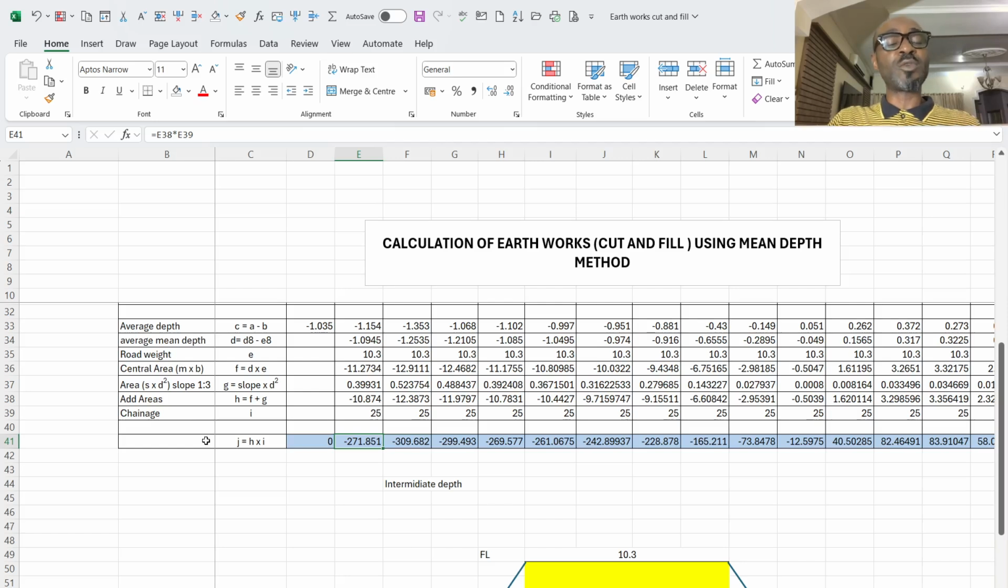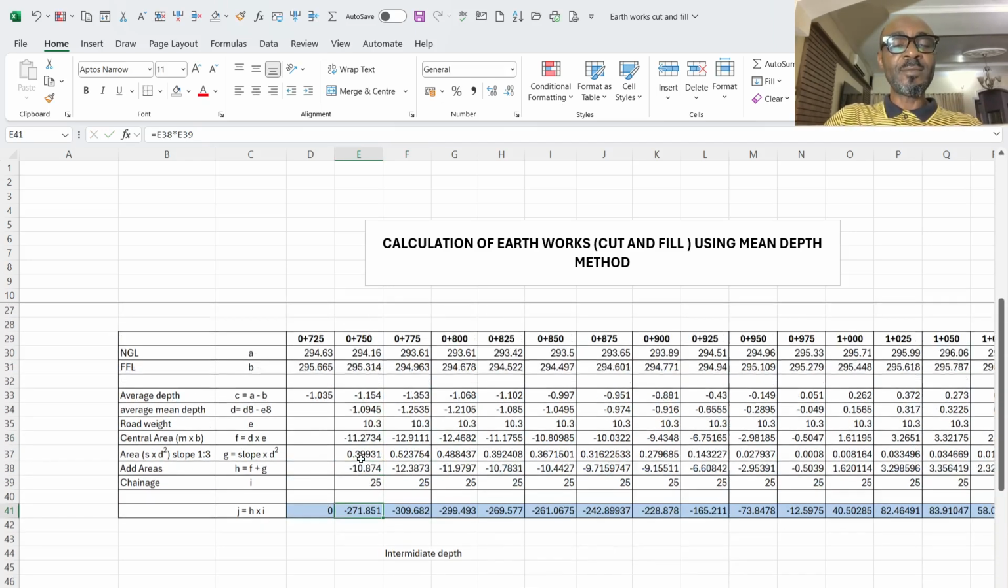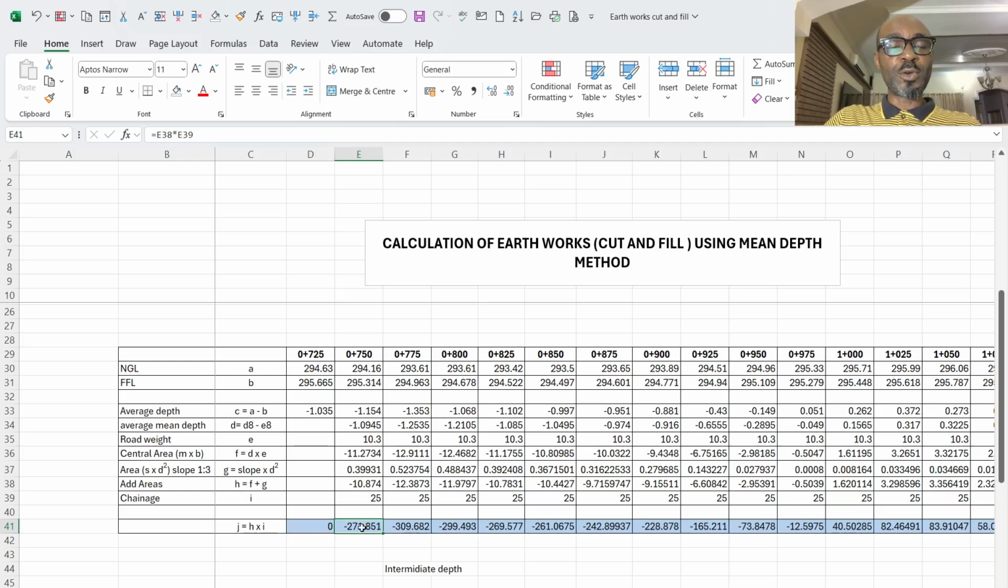Then for you to get your volume, you multiply the area, the cross section, by your distance for each chainage. So you can see I multiply my total area by my chainage. It gives me the total volume that I needed. So also I will now drag.